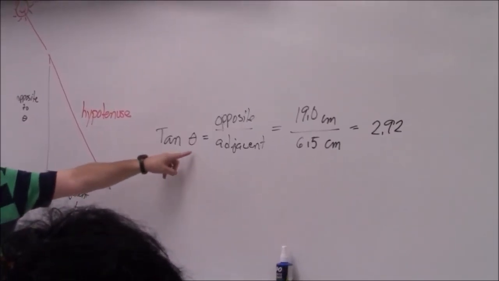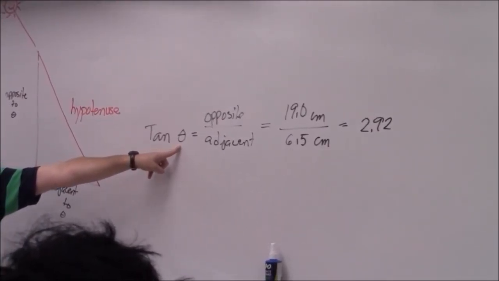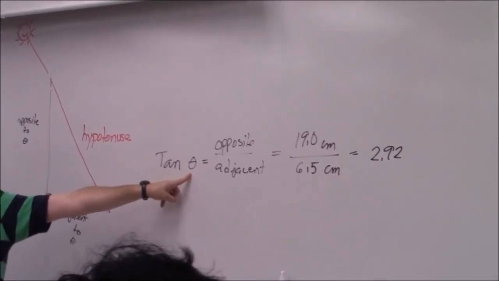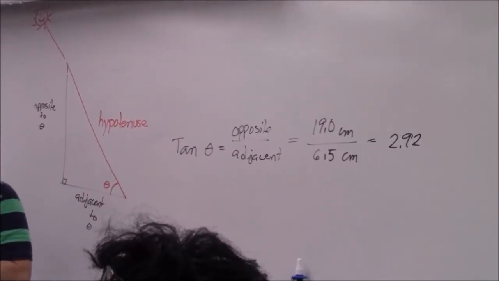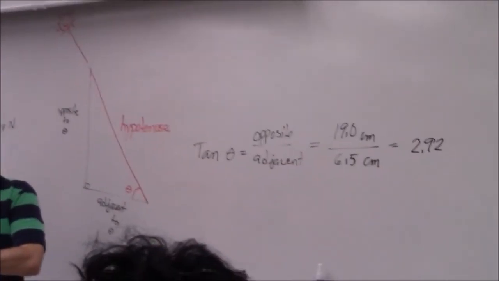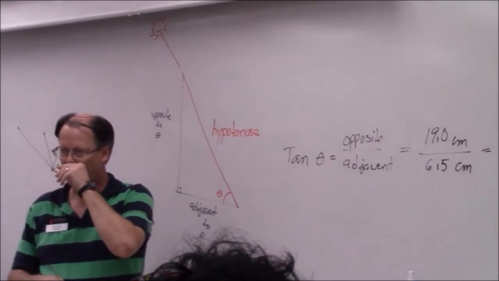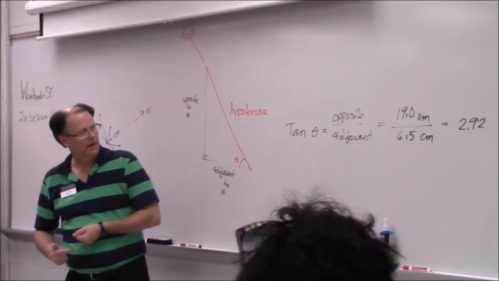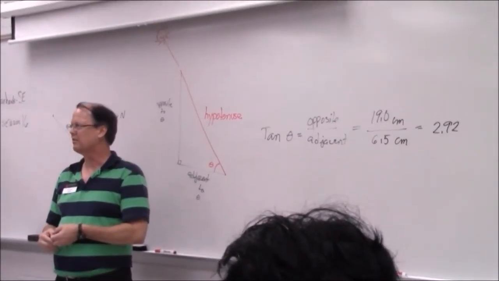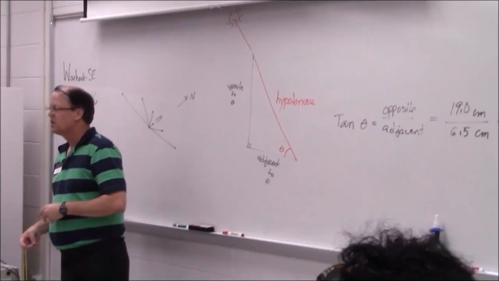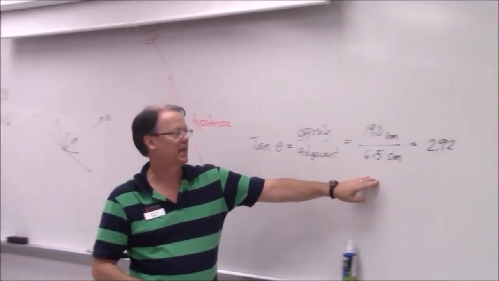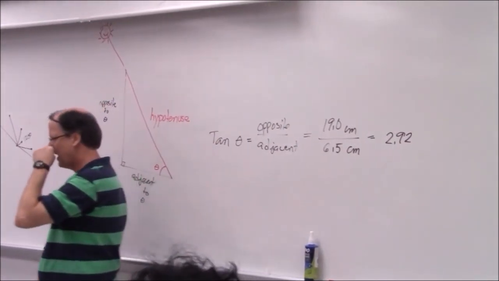So there's two ways that we can get this angle theta from this. One is we can use our calculator, tell it to give us the inverse tangent of 2.92. Now, there's a table in your handout of every angle and its tangent from zero up to like 80 something, okay? So you can find the number in that table that's closest to 2.92.